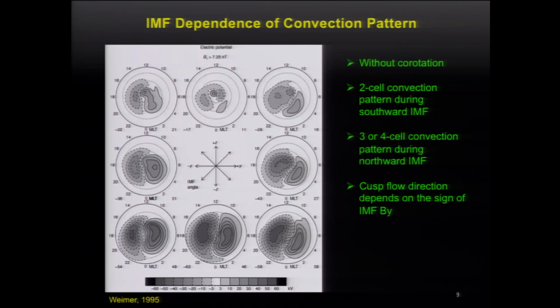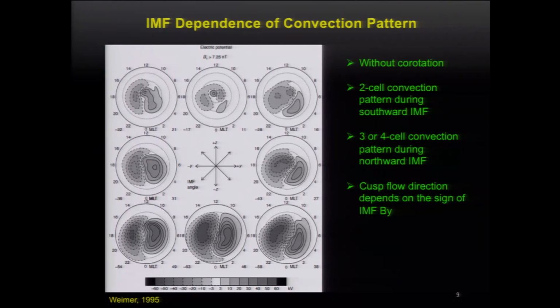Based on the IMF clock angle, that is the angle between the IMF BY and BZ components, empirical convection patterns have been produced. In this case, what I'm showing is based on measurements from the Dynamic Explorer 2 data, but those convection patterns can also be derived from measurements of F region plasma drift, as I mentioned, using ground-based radars.